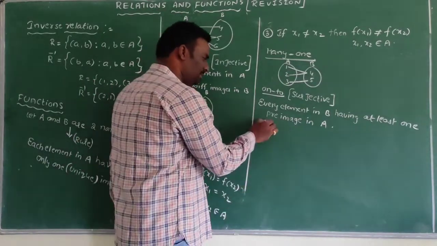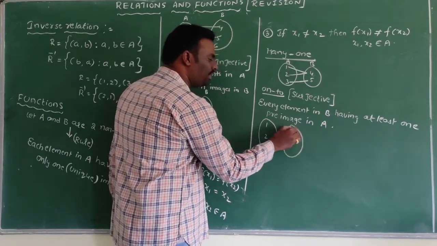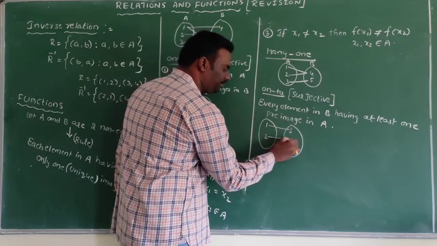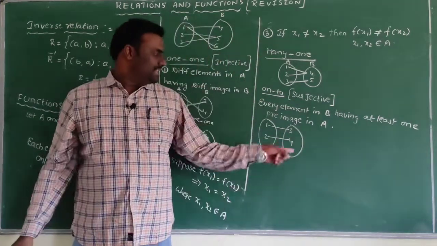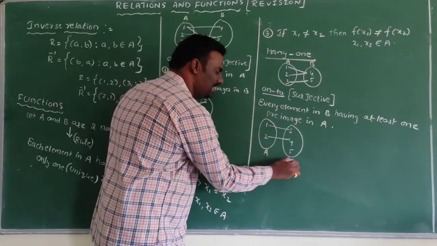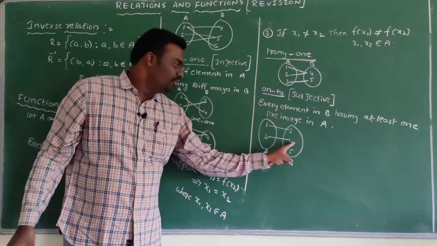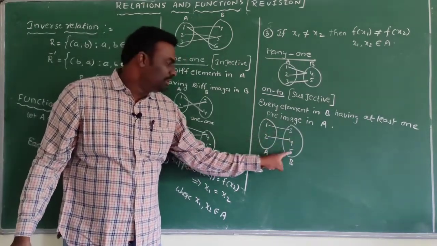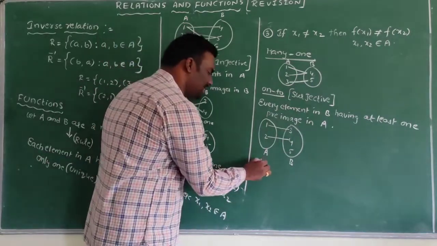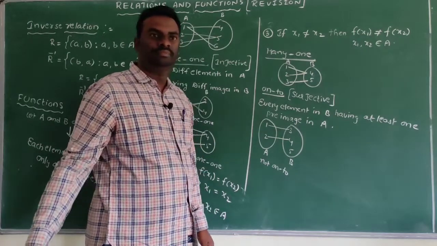I will take example. 1, 2, 3, 4, 5. This is not onto. Why? Because this is set A and this is B. 3 is having preimage 1. 4 is having preimage 2. But 5 is not having pre-image. That's why it is not onto.